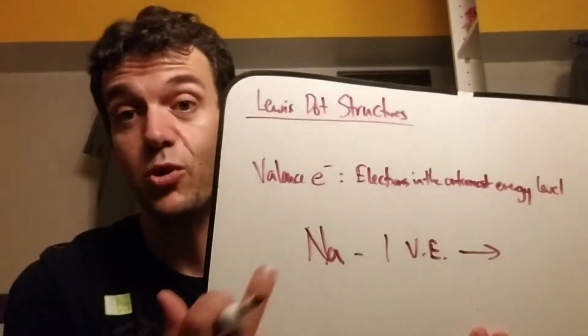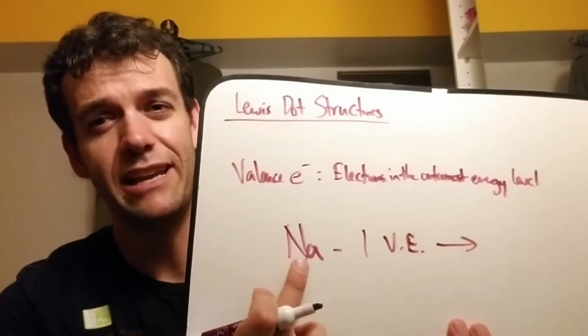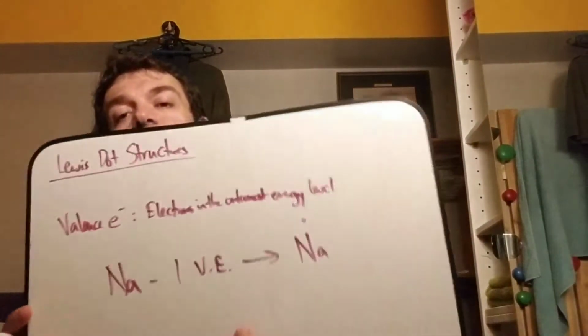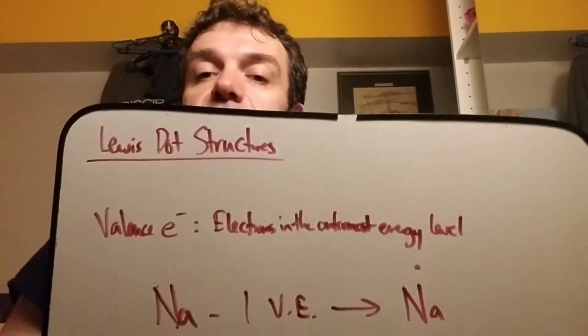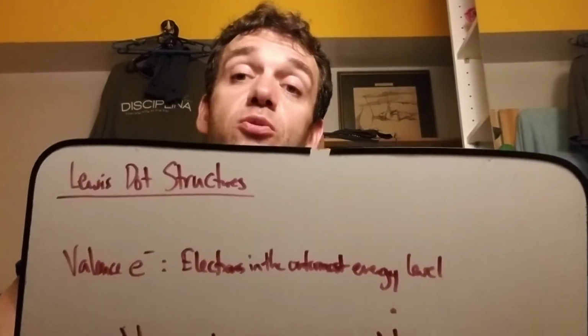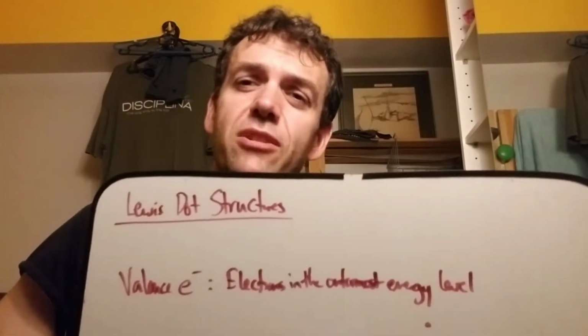I'll do it like this. Sodium, natrium, by the way, that's a Latin name, that's why it's called Na, has exactly 1 valence electron, so a Lewis dot structure would look a little something like this. That one single dot right there above the Na shows me that it has 1 valence electron.